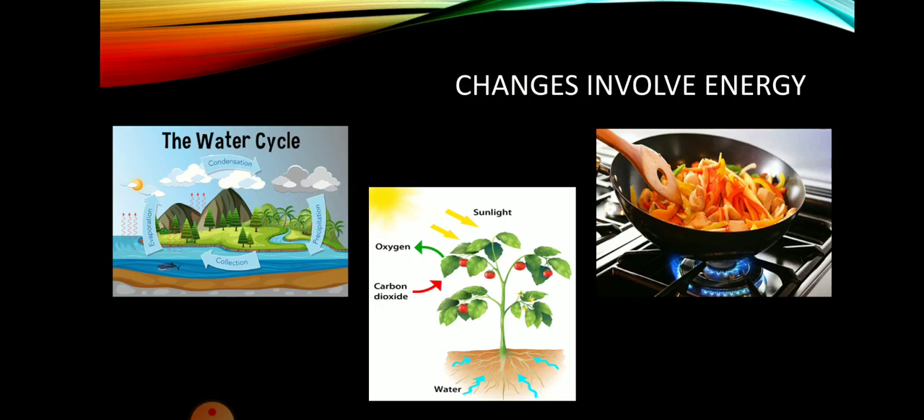The first thing you can see in the picture is a fuel being used, like LPG gas. We use LPG or biogas, which produces heat that can be used by us for cooking and even for other purposes. Even automobiles, the vehicles, run on the energy produced by burning fuels like petrol, diesel and CNG. So burning of fuel produces heat energy.